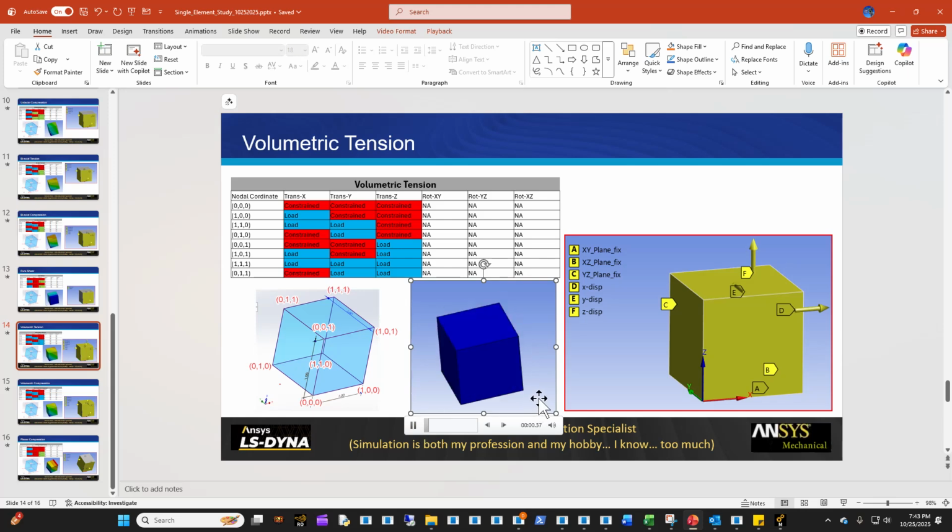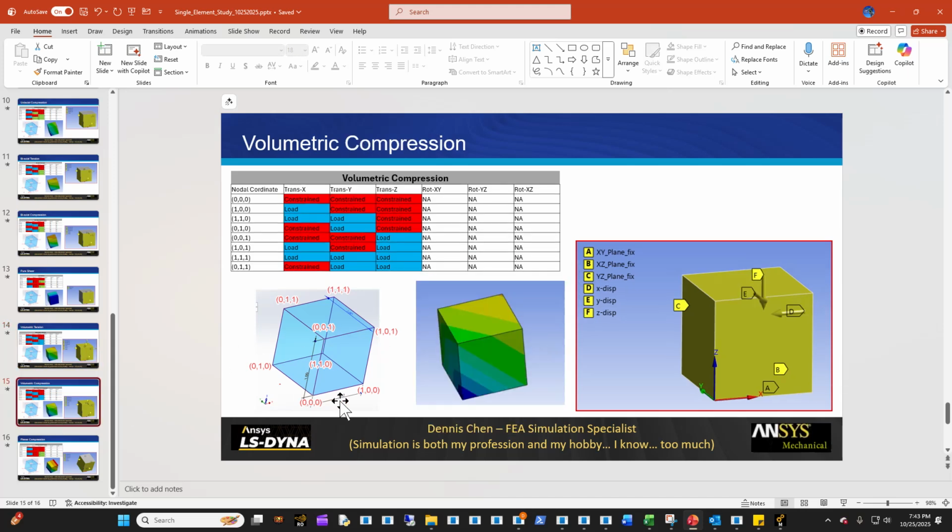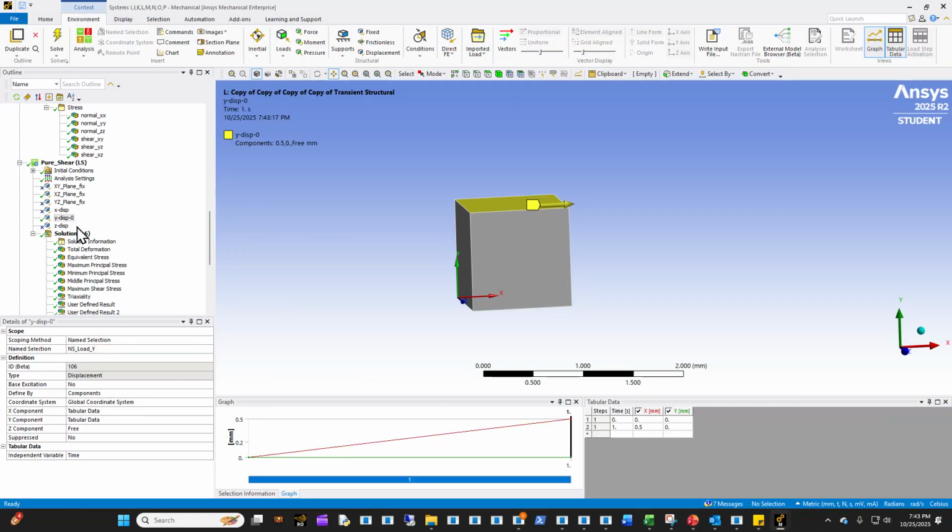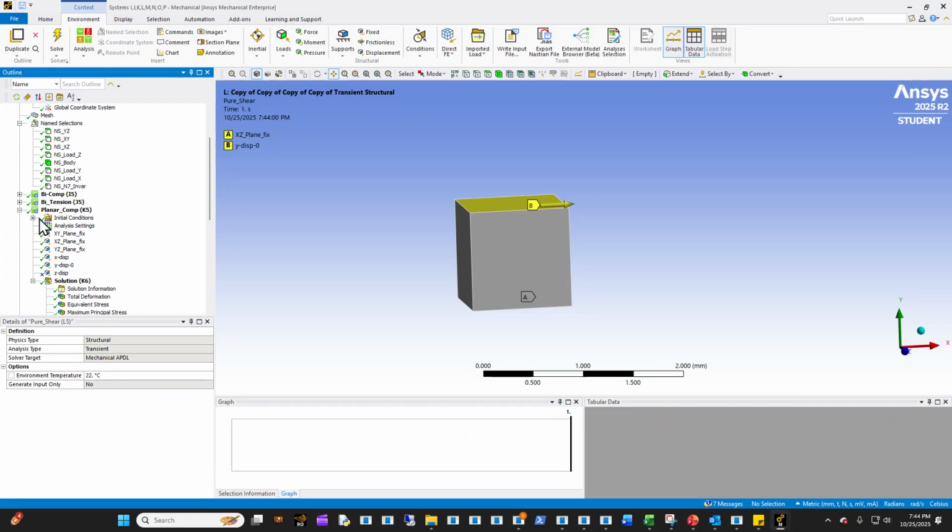So these are two opposite. Basically, in this case, you are essentially testing the bulk response of the structure. So you are applying the load to generate a volumetric change only, right? In this case, it's actually really interesting. Let me show you. So, volumetric compression. I've never done a volumetric only test, other than single element study.